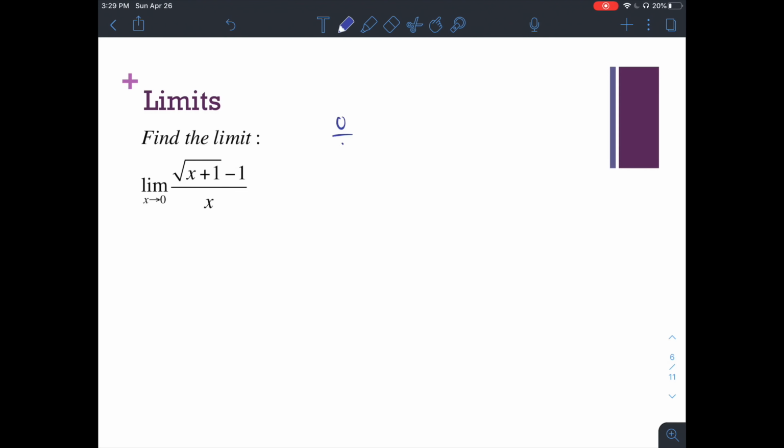And whenever we have 0 over 0, that suggests that there is a removable discontinuity. So something that looks like a hole. And usually if you have a removable discontinuity, you can factor. If you have a hole, you can factor and cancel things.